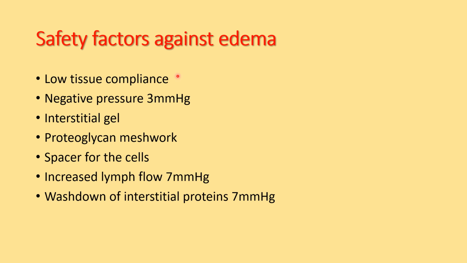So the total safety factor against edema is 17 mm mercury. The low tissue compliance is 3 mm mercury. Increased lymphatic flow is 7 mm mercury. Wash down of the interstitial tissue protein is another 7 mm mercury. Total safety factor against edema is 17 mm mercury.